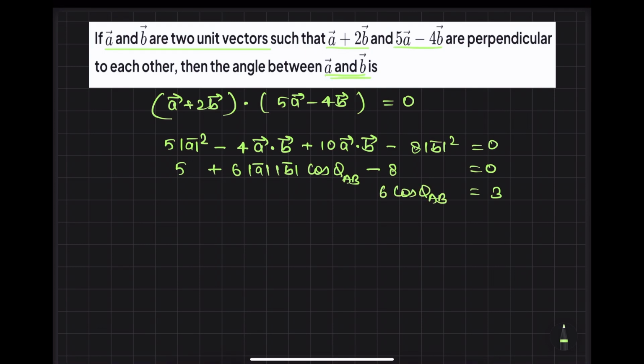So can I write cos theta ab as 1 by 2, and cos produces 1 by 2 at 60 degrees, meaning pi by 3. So can I say that the angle between vector a and vector b is 60 degrees?